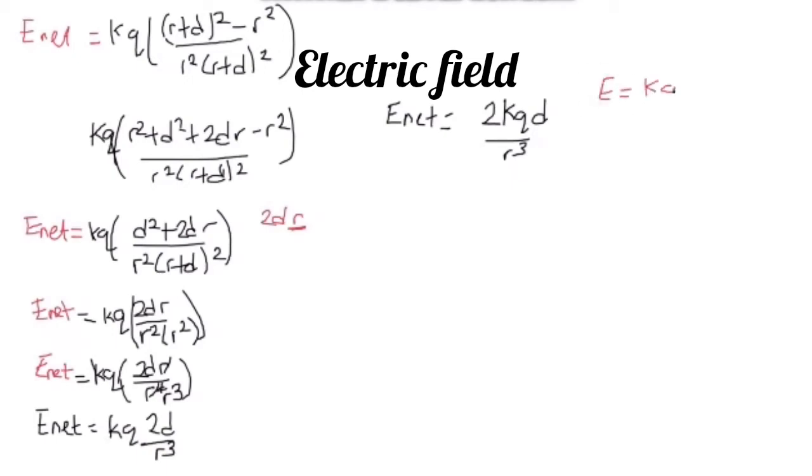So unlike other charges which just depend on the charge, the strength of the electric field of the electric dipole depends on the product of the charge and the distance. This quantity is called the electric dipole moment.